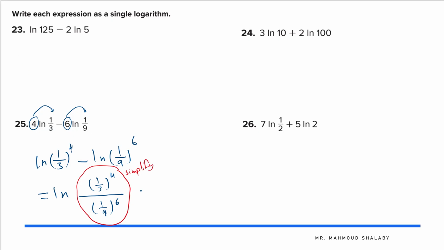So the answer will be ln, and let me do this with you on the calculator. We will write it as it is. We will open a bracket, put a fraction 1 over 3, close the bracket and make it all to the power of 4, and divide by, open a bracket, make a fraction 1 over 9, close the bracket, create a power, and this is a power of 6, and find the result. You will see the result is 6561. This is how you calculate this.